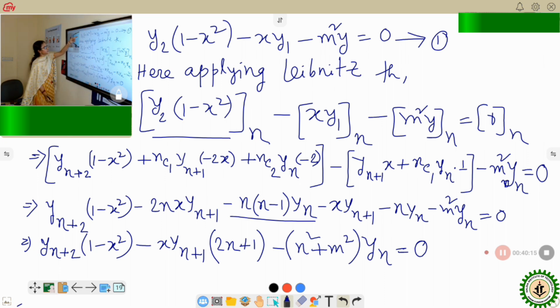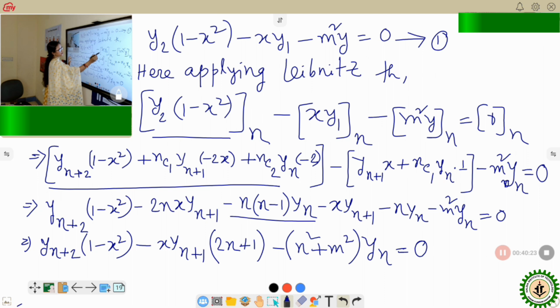Now on this equation again we will apply the Leibniz theorem just like the previous problem. For the first term we will get this total expression, for the second term we will get this expression, and for this one minus n square yn equals 0. And similarly, just do all the calculation, we will get your required expression. So that's all for today.